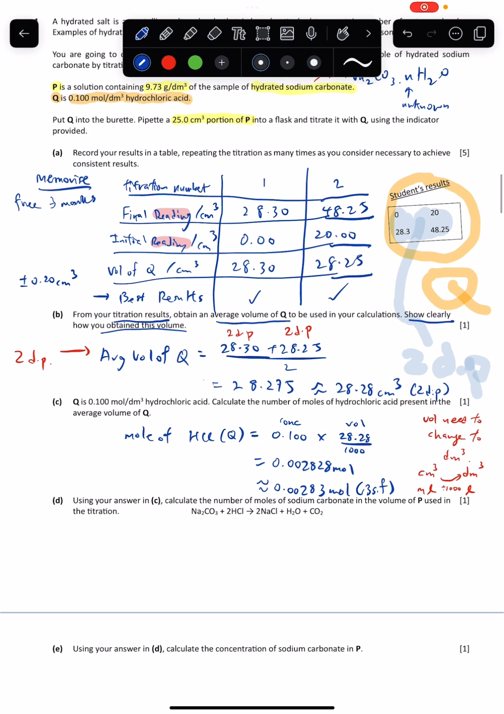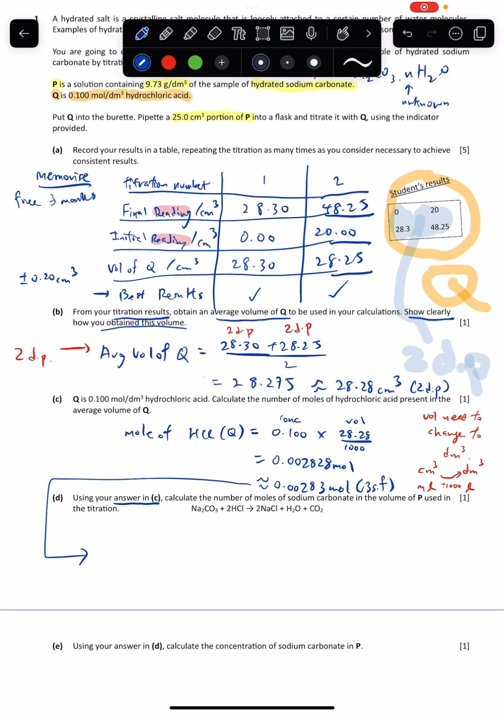One thing I like about the titration question is you see there's a lot of parts, but each part is 1 mark. So it's each step very simple working, and they will also usually tell you use what. So read. Okay, the next part. Using your answer in C. So that means you must use this. Sure, then let's try.